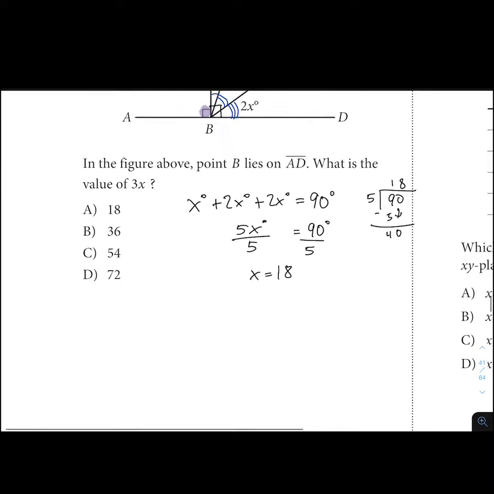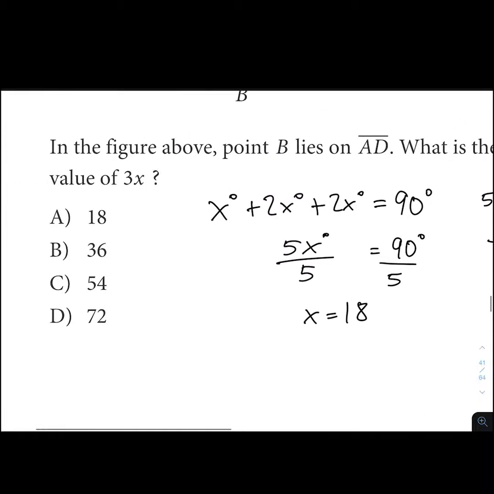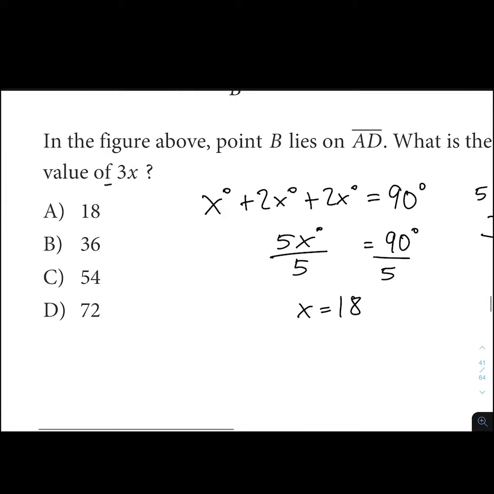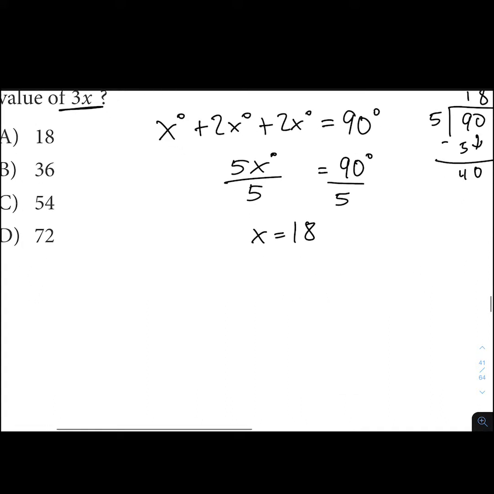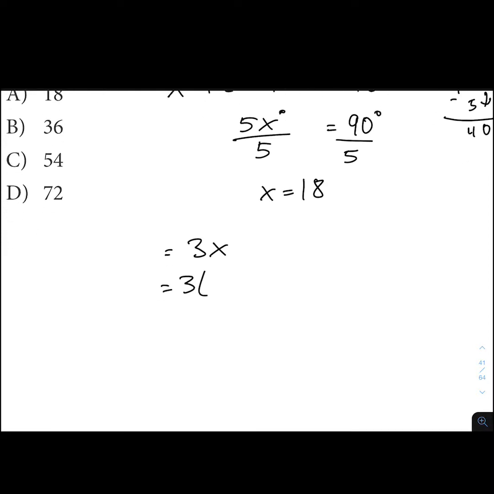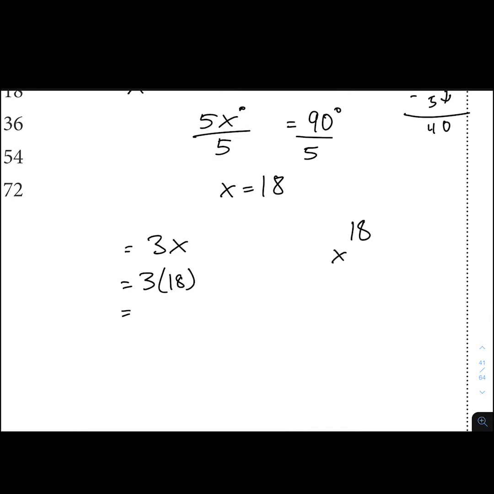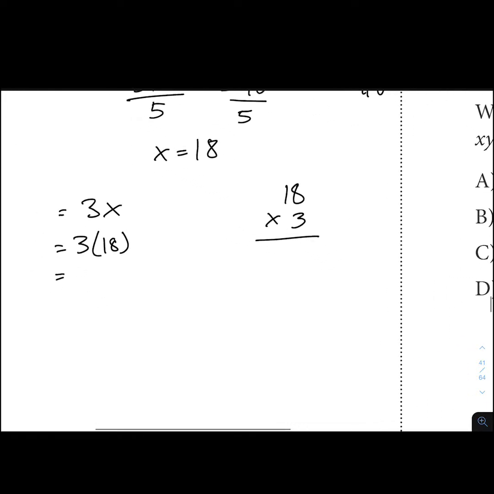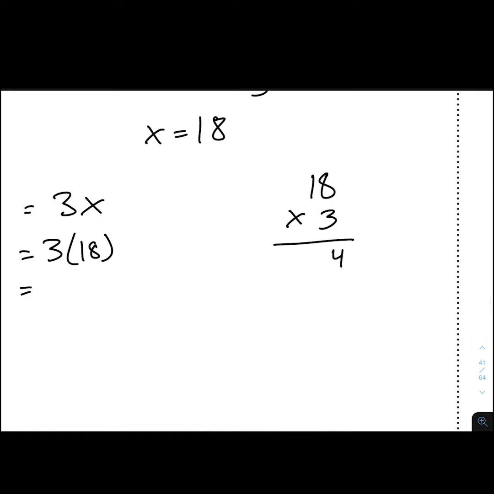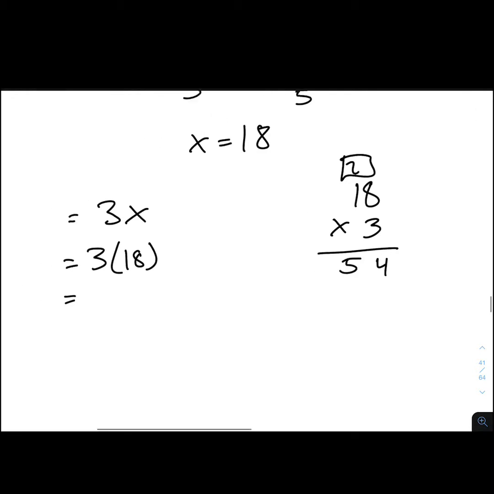Don't go ahead and just say the answer is A. I need to find the value of 3x. We found the value of only x. So to figure out the value of 3x, plug in 18 for your x. So 18 times 3, I know that's 54. If you don't know how I did that, 8 times 3 is 24, and then 3 times 1 is 3. Add the 2, and that'll be 54.